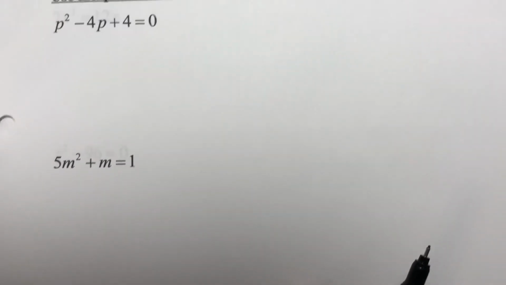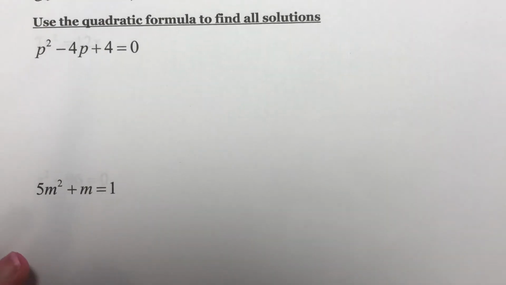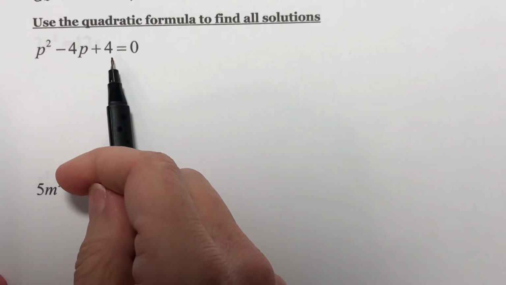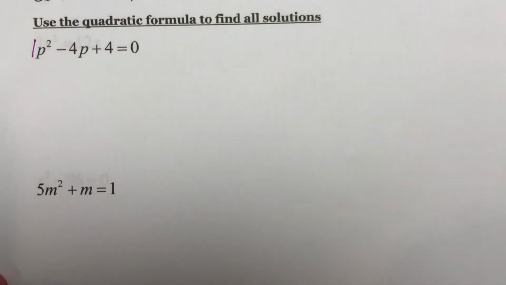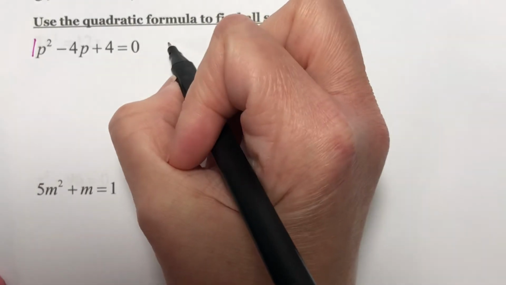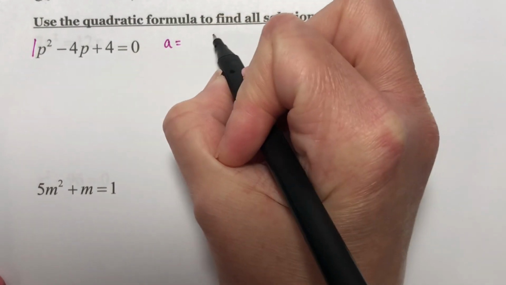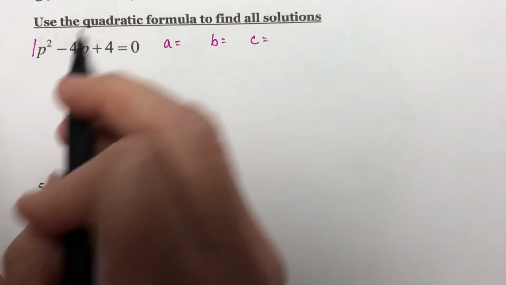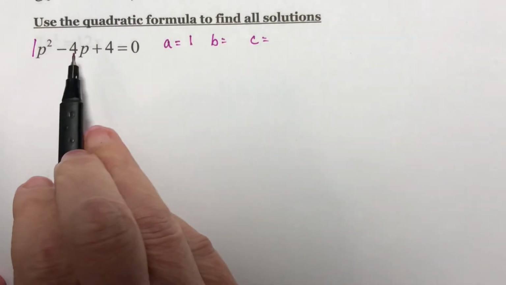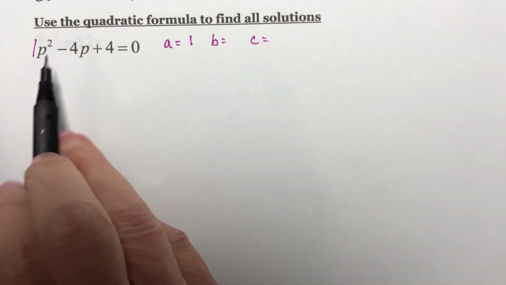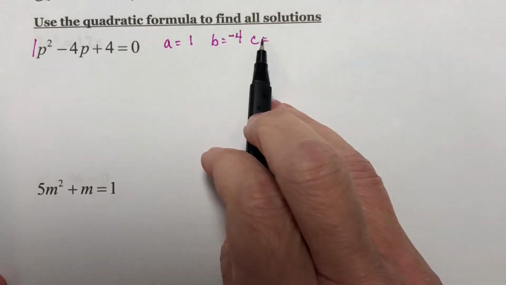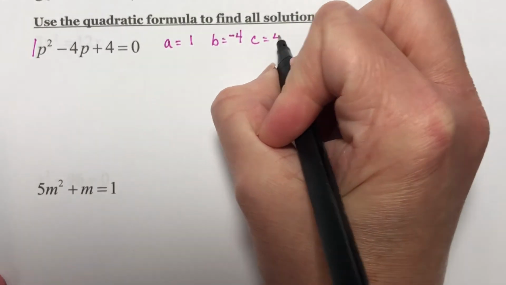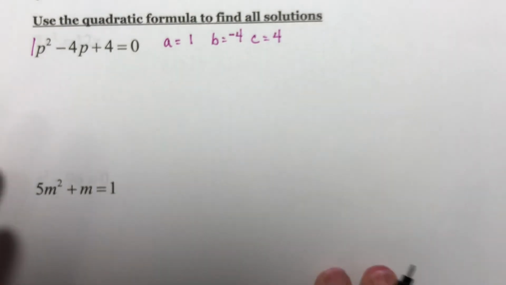Okay, so let's look at our first problem. We have it in the right order. We have our square, our p, and then our regular number equal to 0. Remember, that's a 1 right there. Until you get really good at this, you want to take the time and say what your a, b, and c are. a is your coefficient of your square, so a is 1. b is the coefficient of your regular variable, so it's -4. And c is your constant. So I know my a, b, and c.